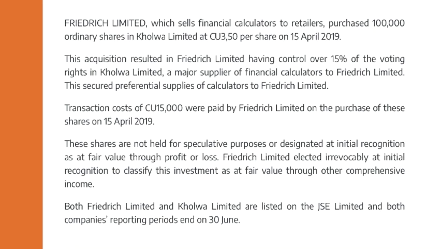Transaction costs of 15,000 Rand were paid by Friedrich Limited on the purchase of these shares on 15 April 2019. What do they mean with transaction costs? Usually, if an entity has transactions in the shares of another entity, it takes place through a broker. And that broker will charge the entity for their services. So that 15,000 that was paid by Friedrich Limited is to a broker that handled this share transaction.